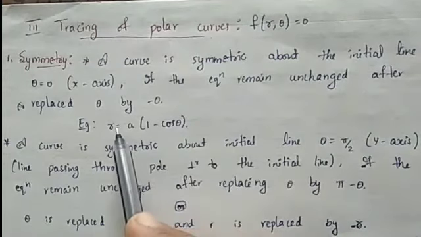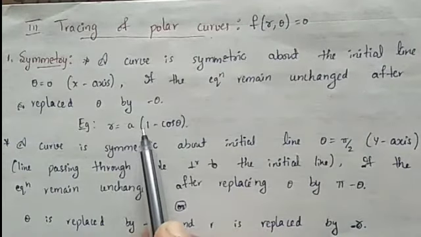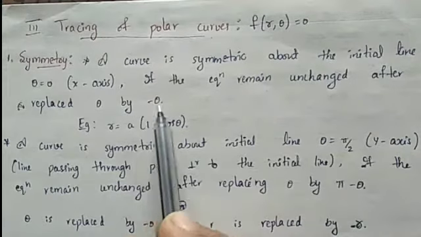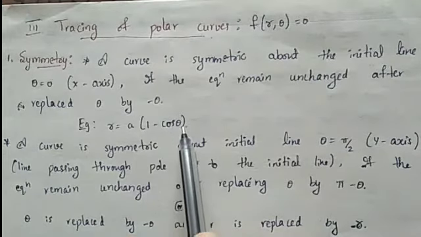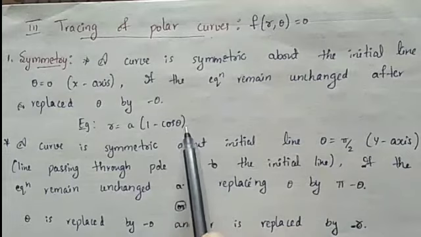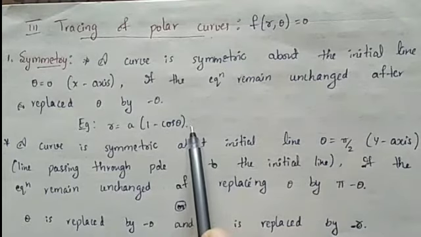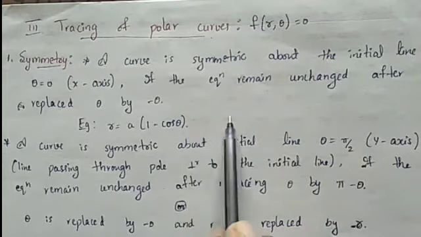For example, r is equal to a into 1 minus cos theta. You replace theta by minus theta. Cos of minus theta is cos theta. You get the same equation of the curve. So the curve is symmetric about the x axis.